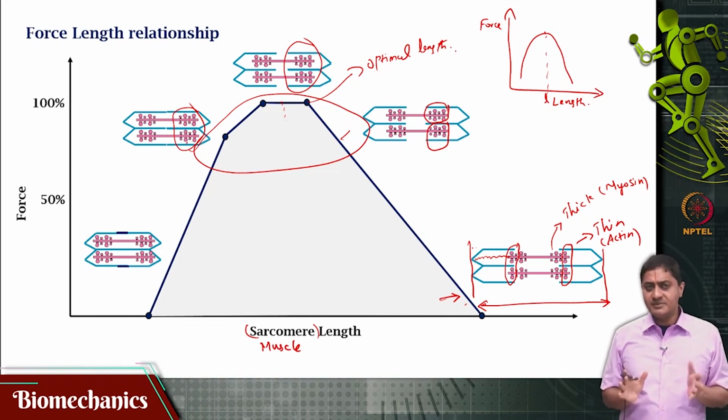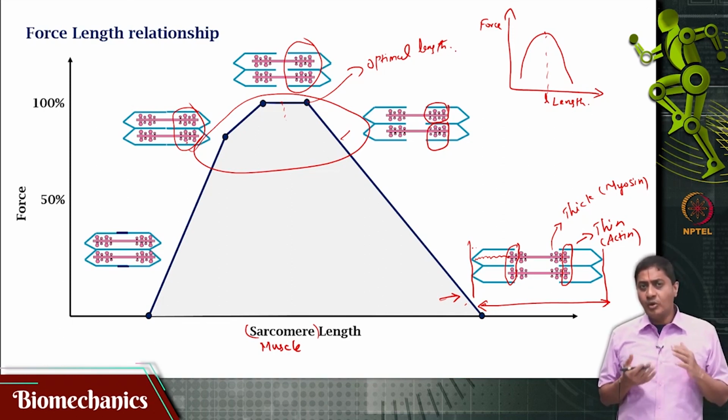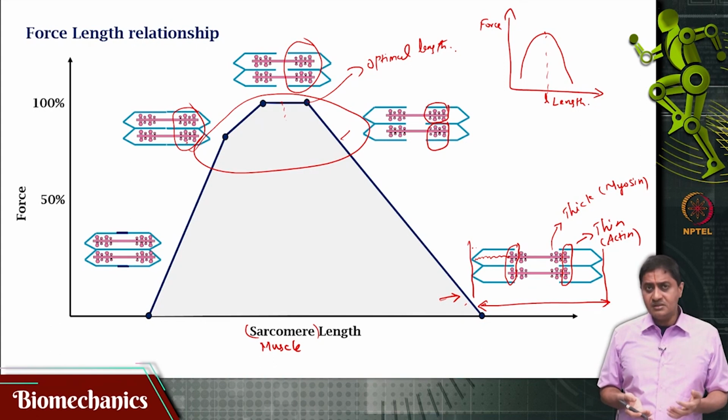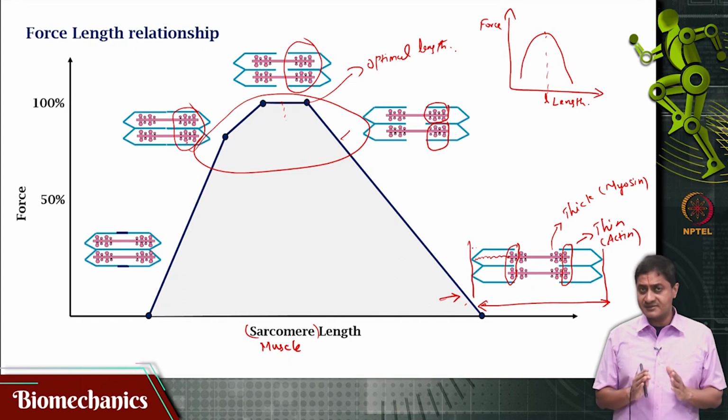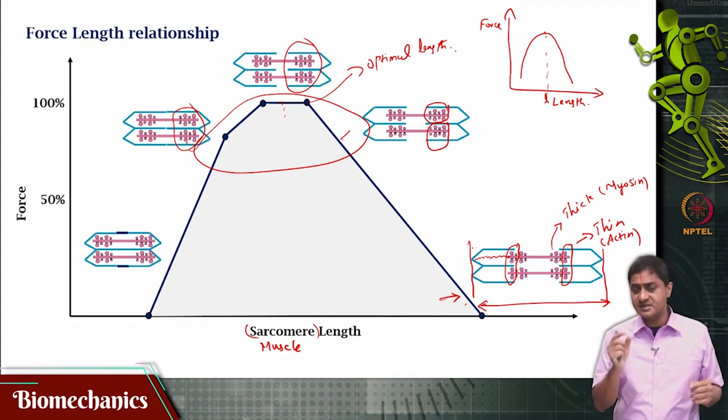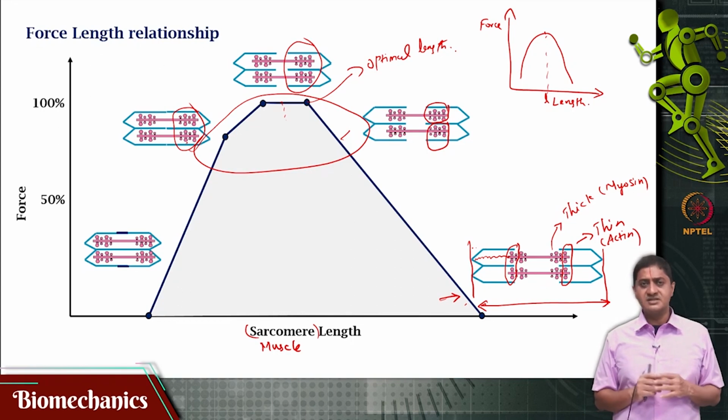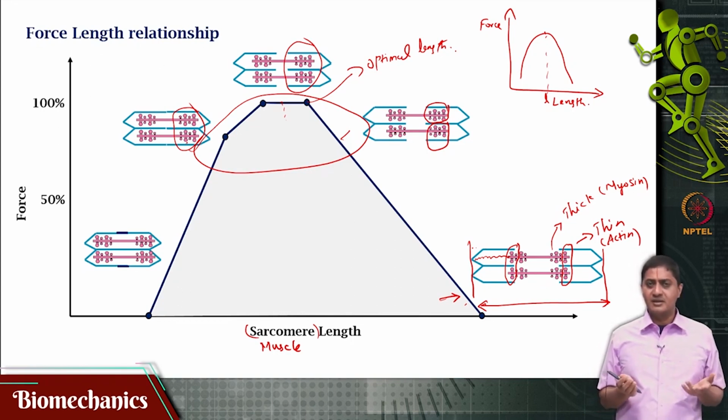So, essentially in summary, as the amount of overlap between the myosin heads and the actin binding sites increases, the force produced increases. That makes sense. As this overlap reduces, or as the muscle length keeps on increasing, there is very little overlap between myosin heads and actin binding sites. So, force will be small.